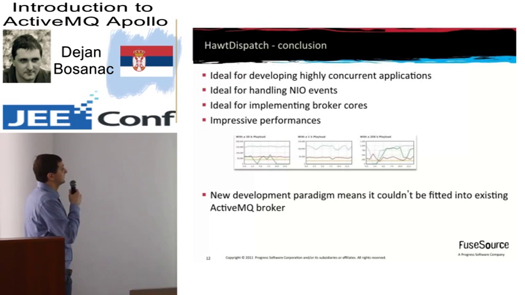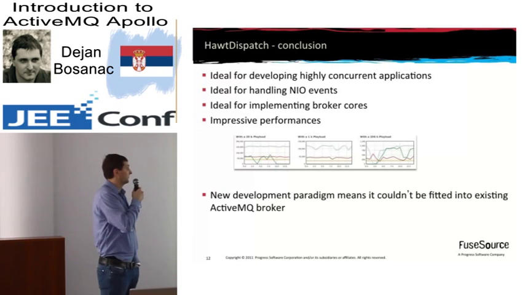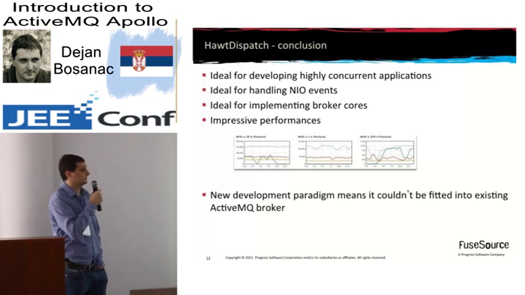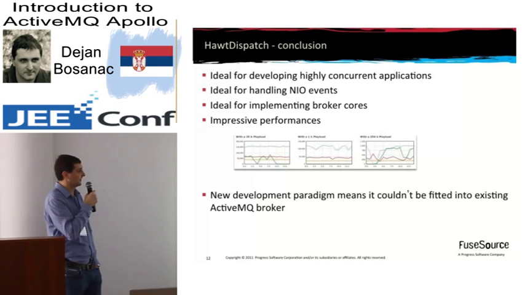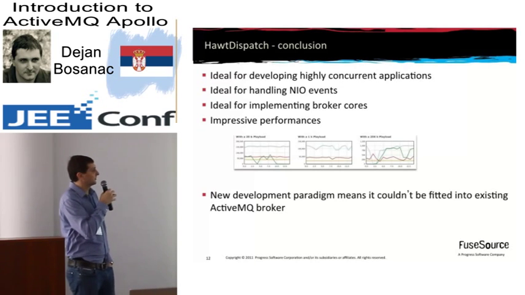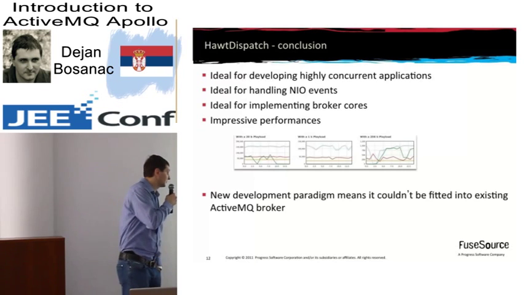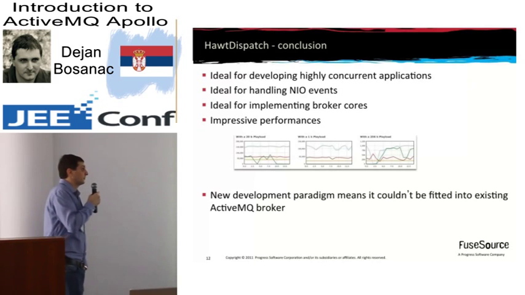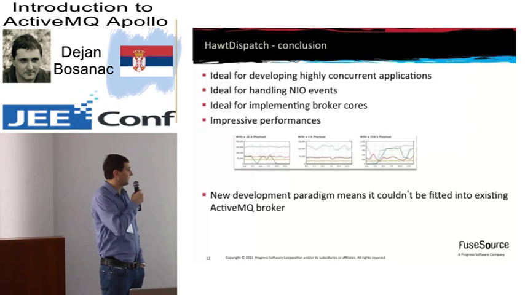So to conclude with this topic, we found it a very good fit for the broker architecture, and basically it will be a good fit for any application that has a similar kind of architecture. So it's good for handling NIO events. It's good for leveraging a better API for developers to deal with multi-threading than the standard threads and synchronization points. And we found some very good performance compared to the current ActiveMQ 5 and other open source messaging brokers.